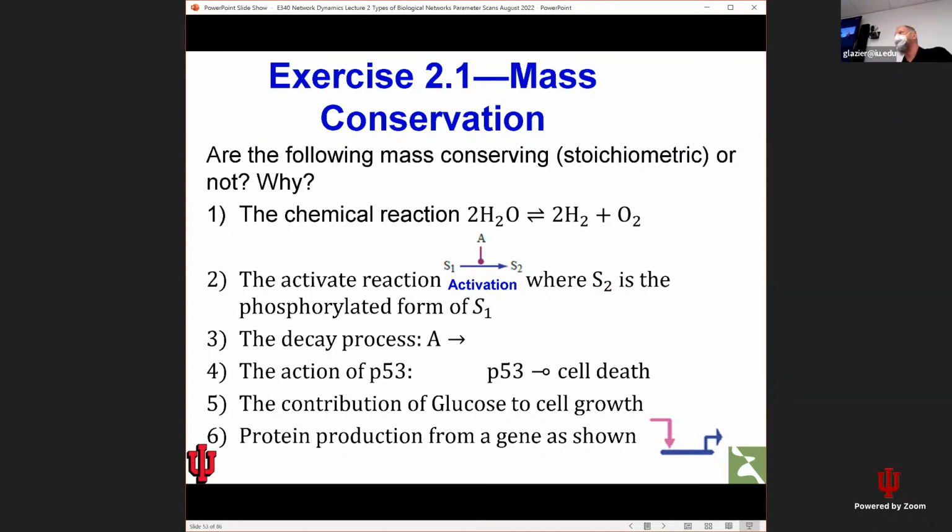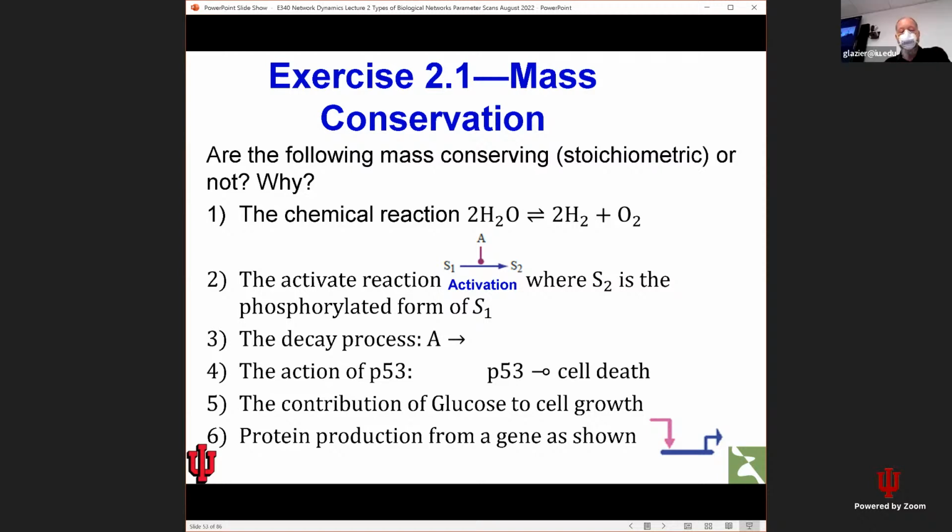Exactly. Good. If I had S1 plus phosphate, goes to something, or if I had S1 plus A with phosphate, goes to S2 with the phosphate, A without the phosphate, then I'd have A with phosphate as a double arrow like this going out. You'll see that diagram a lot. Good. Okay, what about A goes to nothing? That's a classic non-conservation.